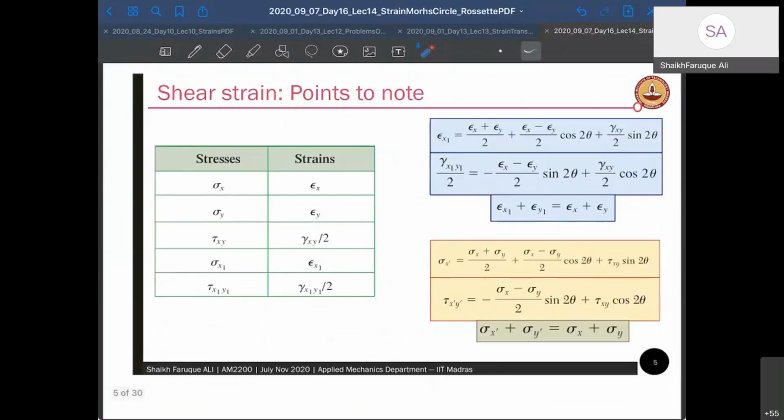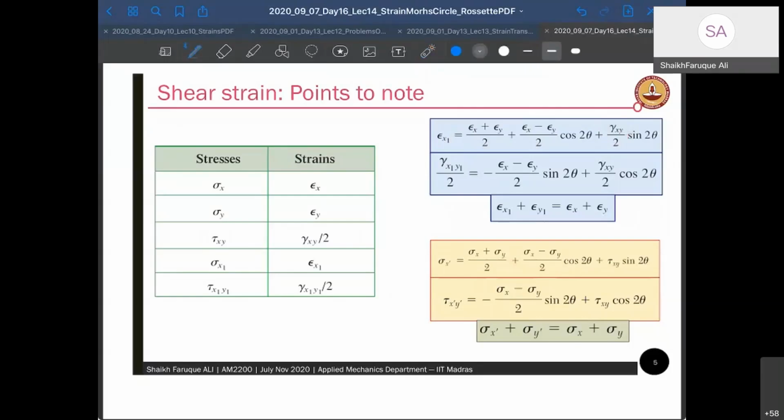So this is what we got: stress sigma x becomes epsilon x in your formulation. The only thing that changes is that tau xy in stress converts to gamma xy by 2 to make it tensorial strain. And the equations to transform from one plane to another plane are also similar. As you can see, epsilon x1 and gamma x dash are the strains in the transformed coordinates, and the relations are almost similar except for gamma xy, which will always be the case. And there is one invariant which you need to know.